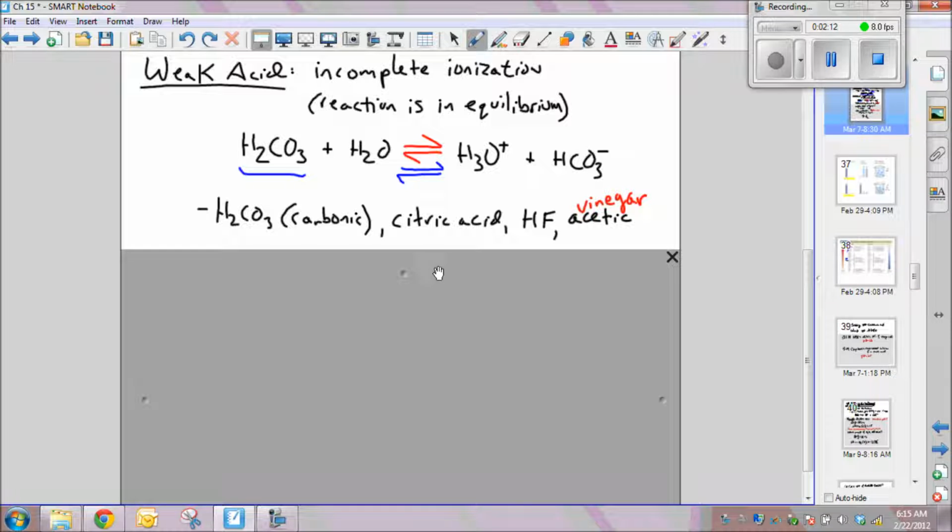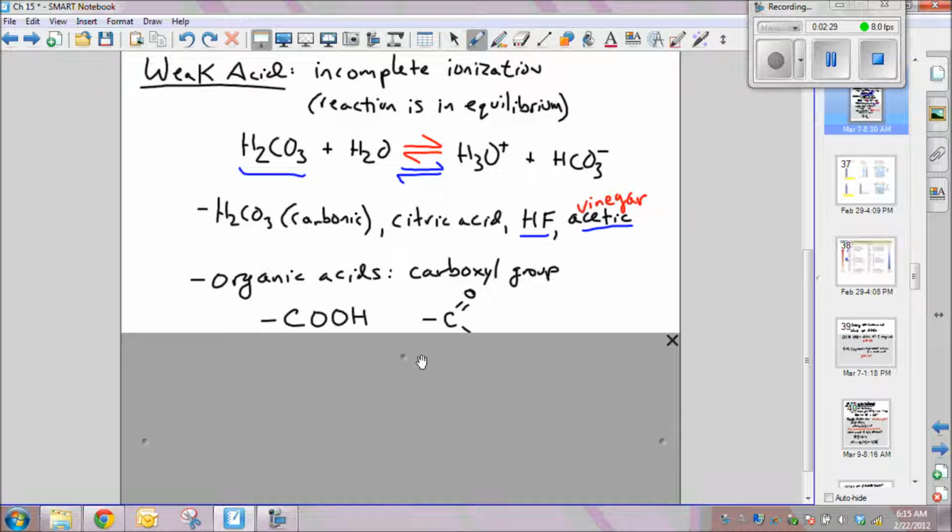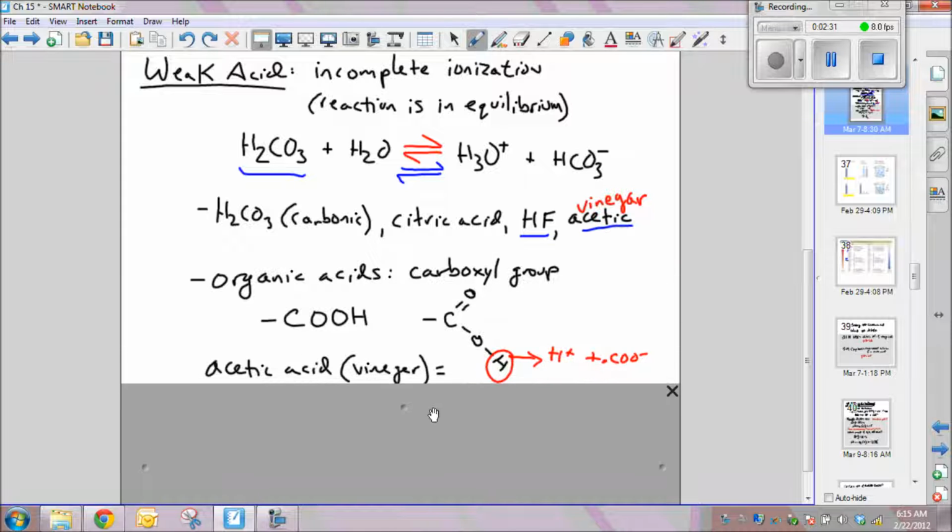Here are some weak acids listed: carbonic acid, citric acid, which is on Warheads and Sour Patch Kids, ascorbic acid, hydrogen fluoride, HF, hydrofluoric acid, is also a weak acid, and vinegar, also known as acetic acid, is weak. Most organic acids are weak acids as well.